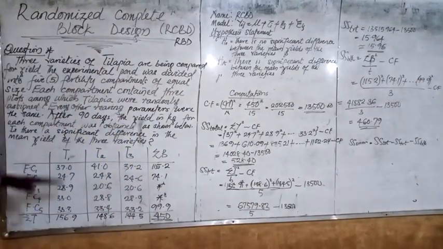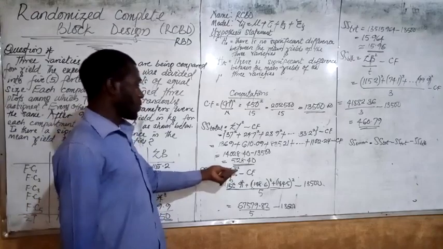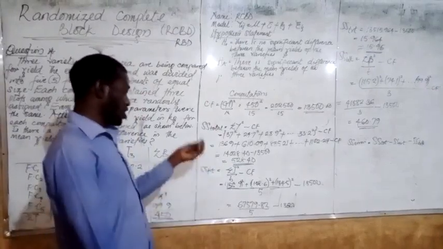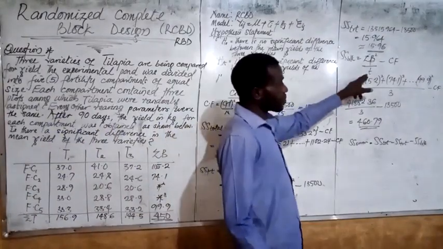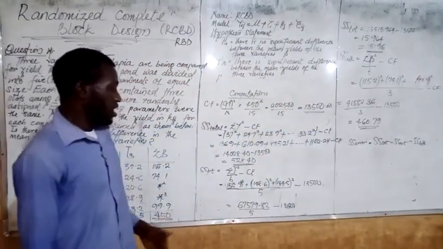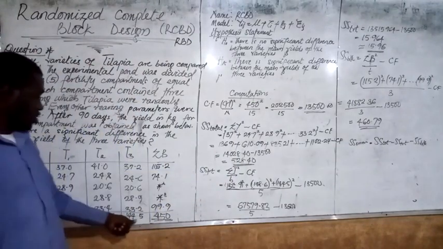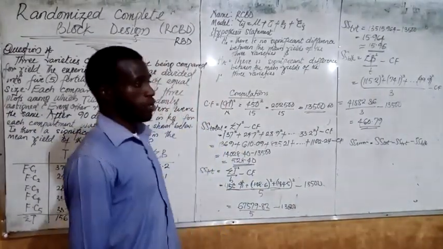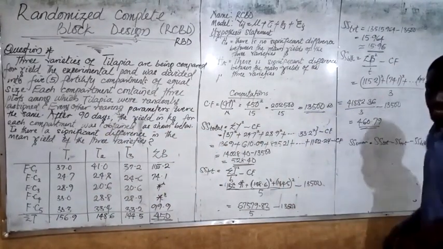Then the SS treatment. Now, I told you that the treatment has block replicates. So how many blocks have we? We have 5 blocks, so it means that our treatment occurs 5 times. So that's why it is over B, minus CF. I've told you before that the treatment occurs block number of times, and the block occurs treatment number of times. That is why it's the replicates there. So here we take the square of these sums, add them all up, divide by the replicate, and subtract the correction factor. Then you get approximately 15.96.